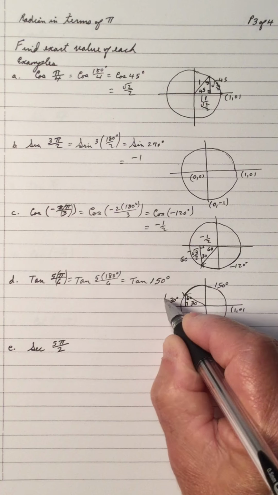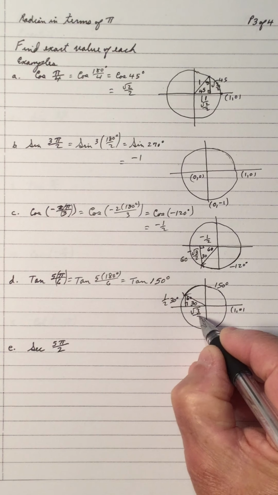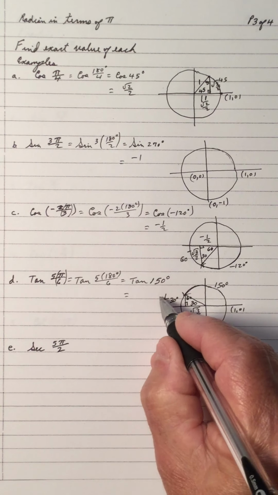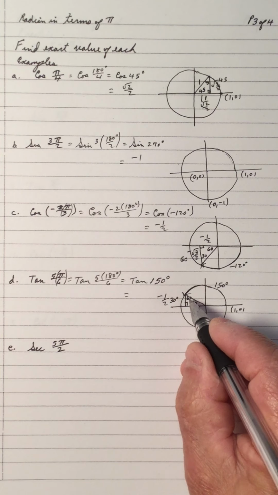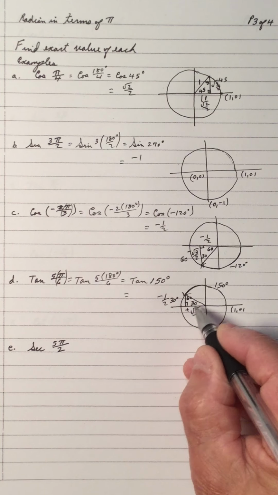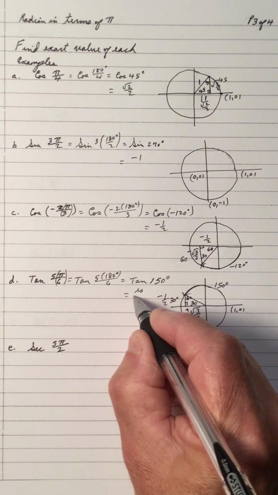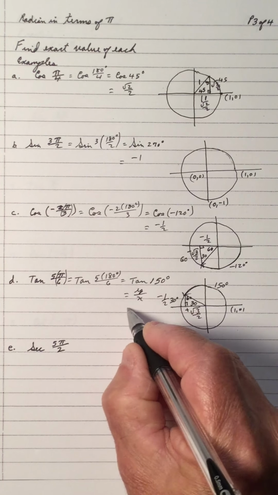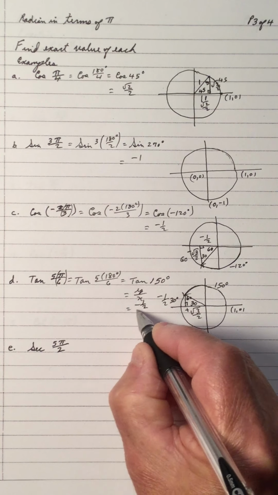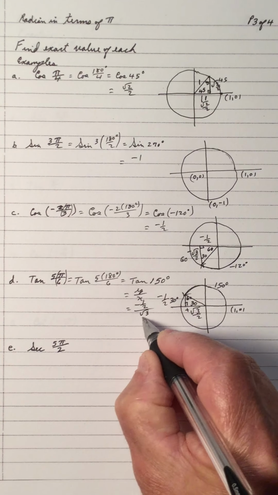That means this angle here is 60. Opposite 30 is a half. Opposite 60 is root 3 over 2. And notice the x is negative and the y up here is positive. So tan is the y over the x. So the y is a half, and the x is negative root 3 over 2.